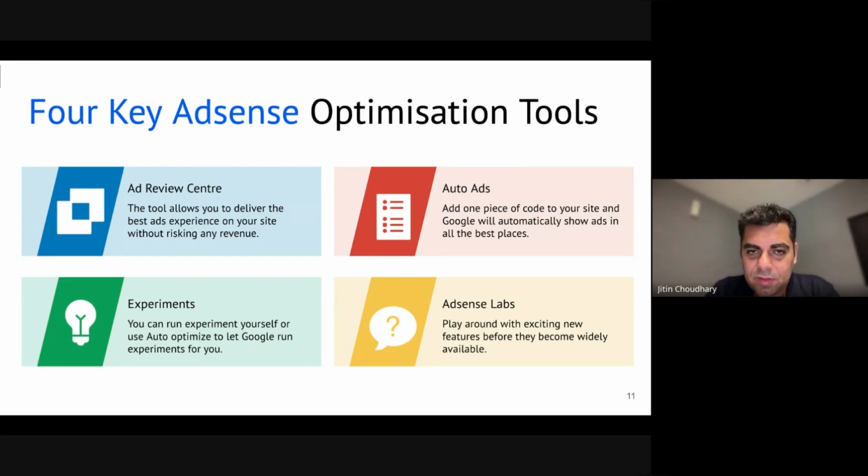Auto ads is again a very important tool which allows you to automatically generate ads on the website at good placements. The third one is opportunities and experiments, which basically gives you opportunities to experiment between different formats and different products that AdSense has. And AdSense Lab again is a very exciting tool. It basically showcases new upcoming products on AdSense and ad formats, which can actually help you generate incremental revenue. So next.